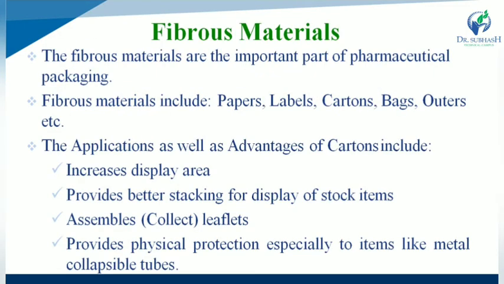What about fibrous material? Fibrous material is an important part of pharmaceutical packaging, right? Examples of fibrous material include paper, labels, cartons, bags, or outers. All are examples of fibrous material, composed of fiber. The applications and advantages of cartons include increasing the display area. They provide better stacking for display of stock items. They collect the leaflets and provide physical protection, especially to items like metal collapsible tubes.